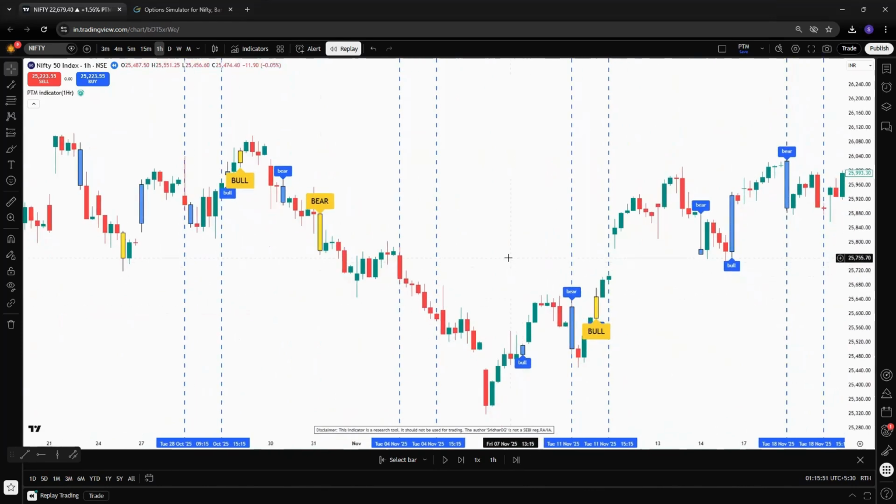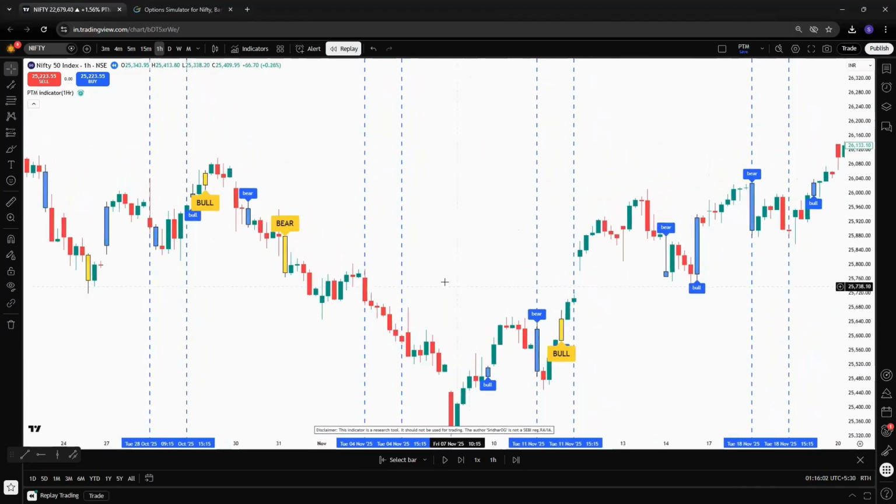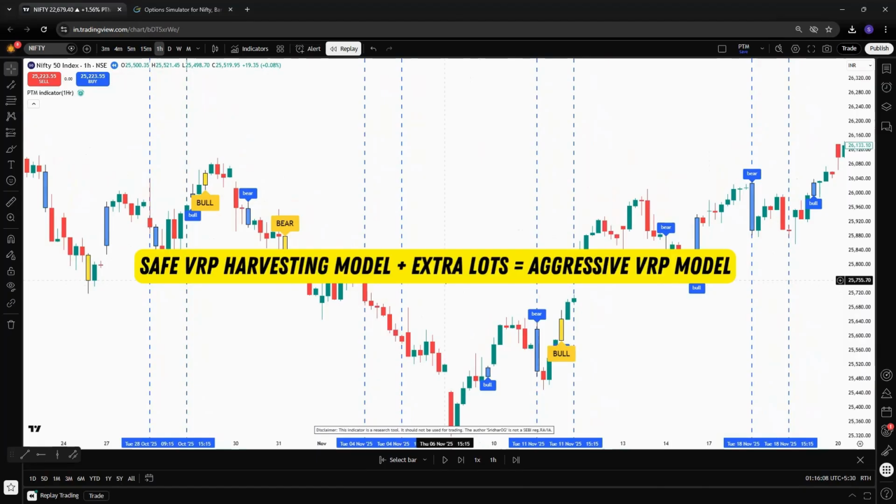So in this strategy, which is the aggressive VRP harvesting model, it is almost the exact same. Let me tell you how it is the same. Your entry time, your entry parameters, everything will be the same. So we are using the safe VRP harvesting model, and on top of that we are adding some extra lots.